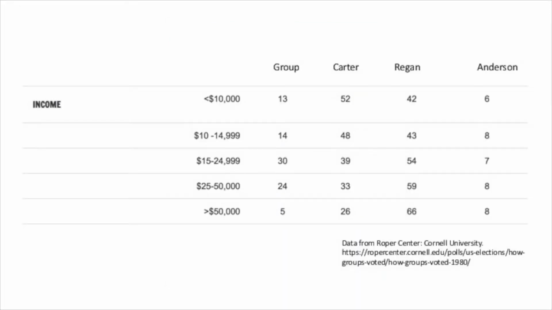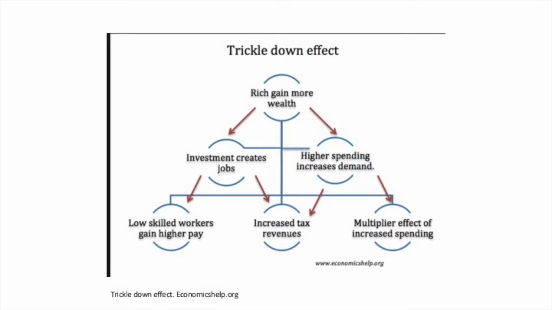In this graphic from the Roper Center, we can see that the two largest groups that voted for Reagan are people making between $15,000 and $25,000 a year and $25,000 and $50,000 a year. Overwhelmingly, these two groups went for Reagan at 54 and 59% respectively, so the majority of his support came from the working class.